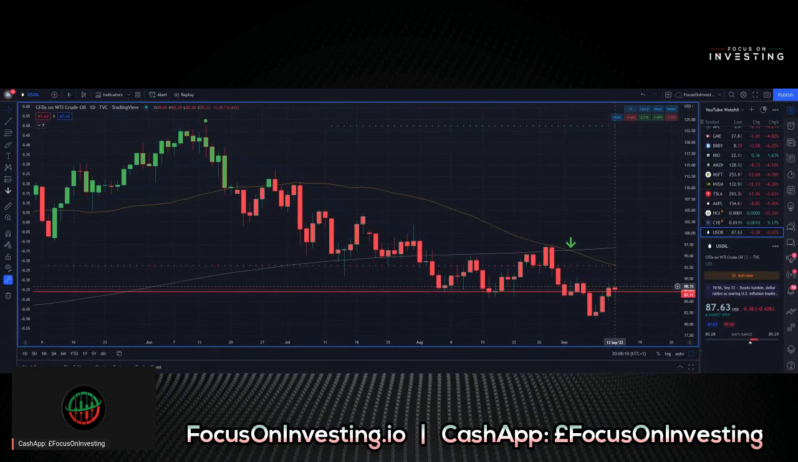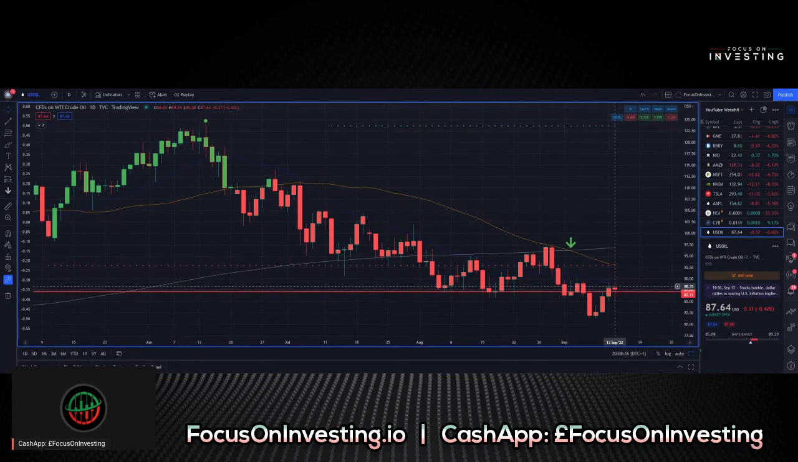Our next chart is CFDs on WTI crude oil, ticker symbol USOIL. Current price point is $87.64. The market is currently open, and we're actually down 0.42% for the day.